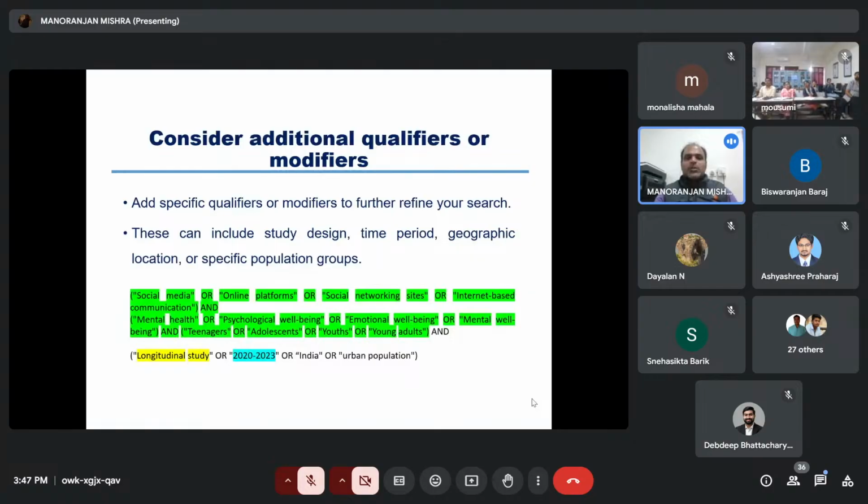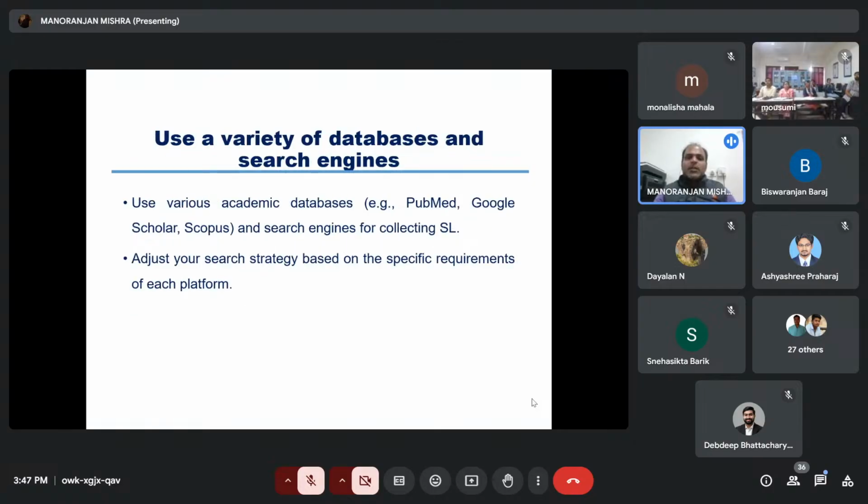Then use a variety of databases and search engines. Normally it is suggested that if you are doing PubMed, you should also use Google Scholar, Scopus, Web of Science, Dimensions. But the problem is while merging, because the structures inside their databases are different, so sometimes records will be lost. So adjust your search strategy based on the specific requirements of each platform. But you find a number of people are merging these databases: Scopus, Web of Science, PubMed. You can go and search for any paper, and you get all these things.